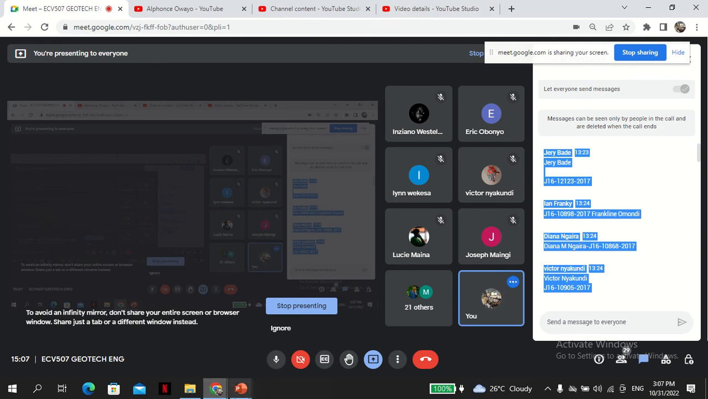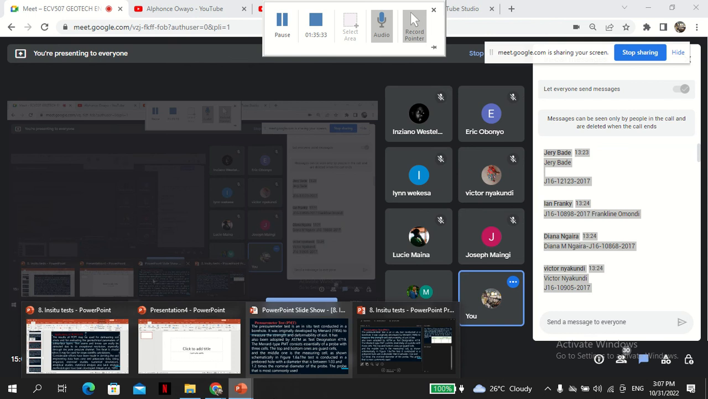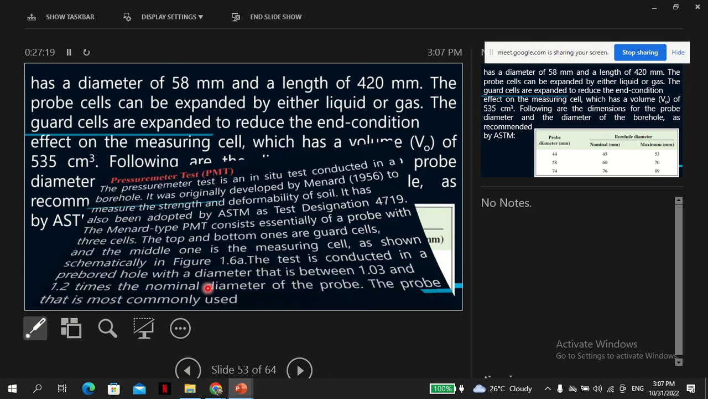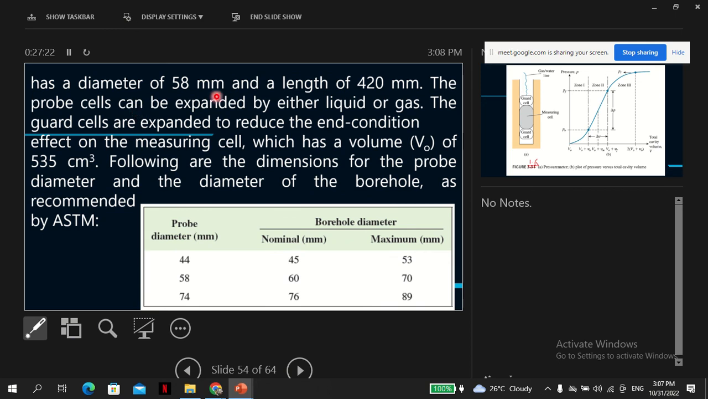The top and bottom ones are guard cells. The middle one is a measuring cell as shown. I think there's a diagram we're going to see shortly. The test is conducted in a pre-bored hole with a diameter between 1.03 and 1.2 times the nominal diameter of the probe. The commonly used probe has a diameter of 58 and a length of 420.